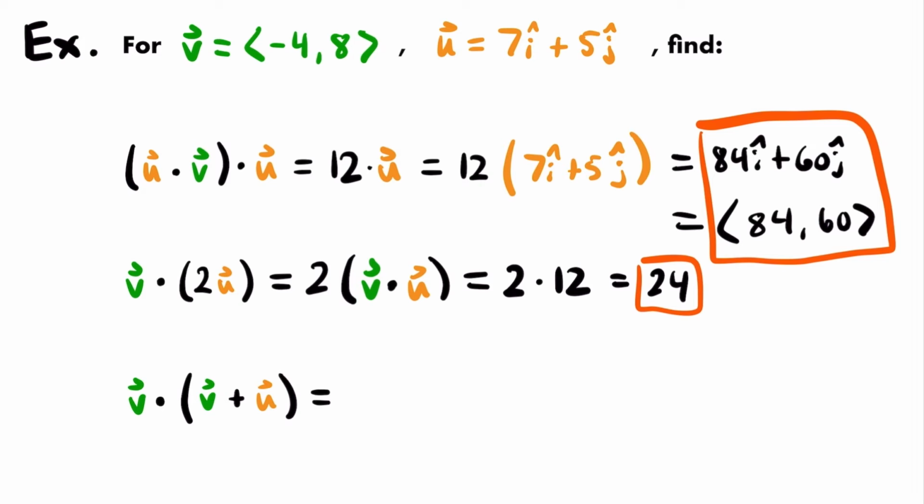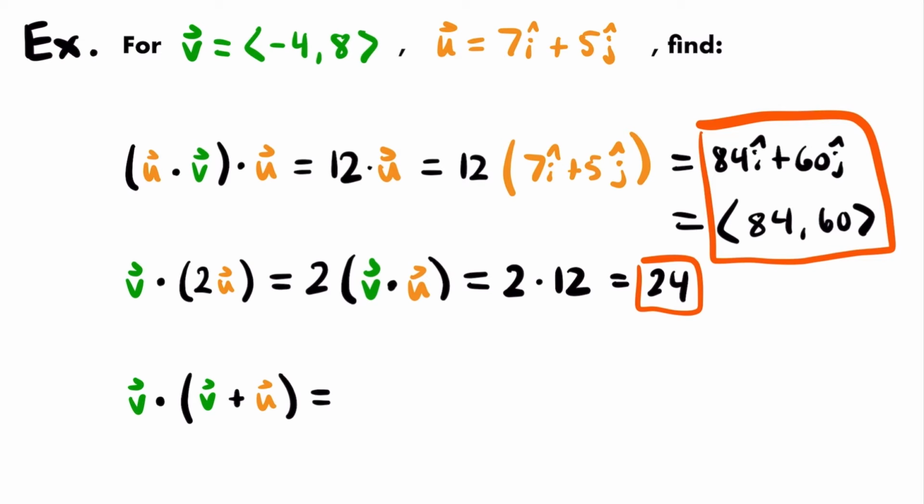Okay, and we're going to be able to do something very similar for this last calculation. For this last one, we want to find vector v multiplied by vector v plus vector u. And what we can do here is use another property of the dot product, which is that the dot product is distributive. We don't have to add vector v and vector u and then multiply it by vector v.